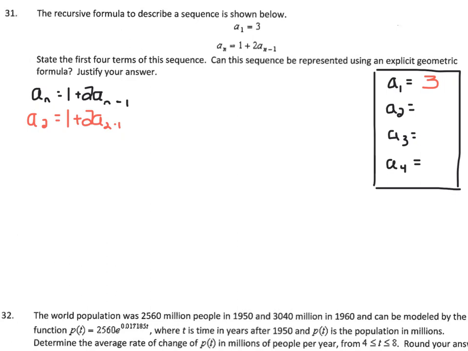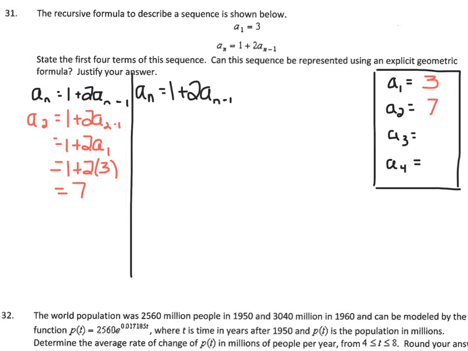So I'm going to write that out. This is going to be equal to 1 plus 2. Now we know a sub 1 is equal to 3, so let's replace the a sub 1 with a 3. And then 1 plus 2 times 3 is just 7. So there's a sub 2, there's our second term.